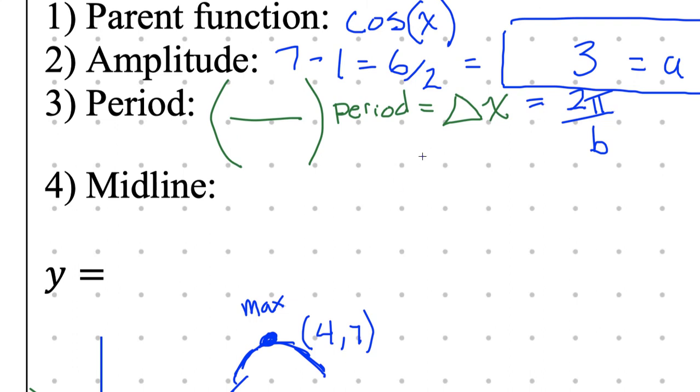How do I figure out the period? I already gave us our formula. Someone help me fill in that formula. Fraction of the period is equal to your change in x. And then after I do that, set that equal to 2 pi divided by b.